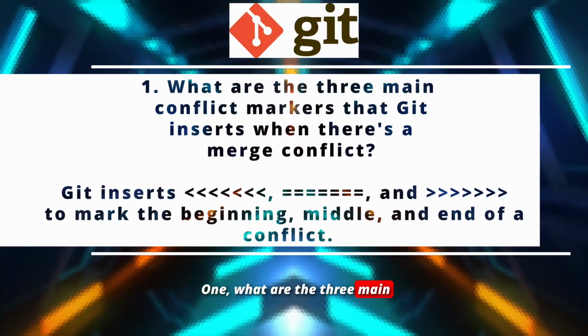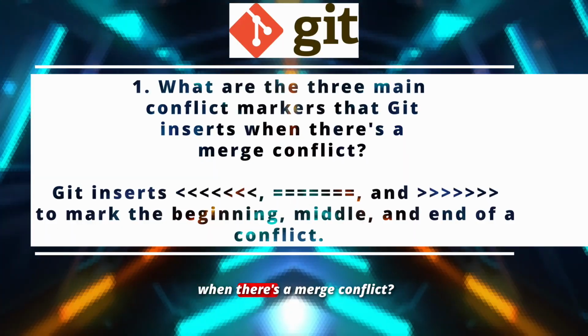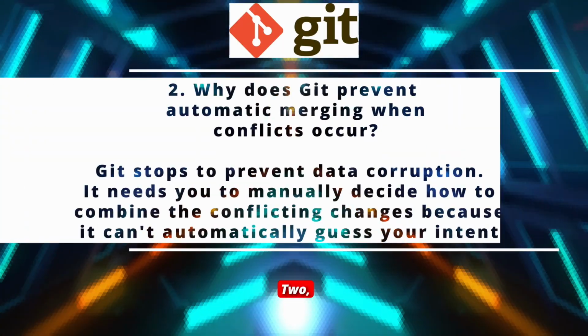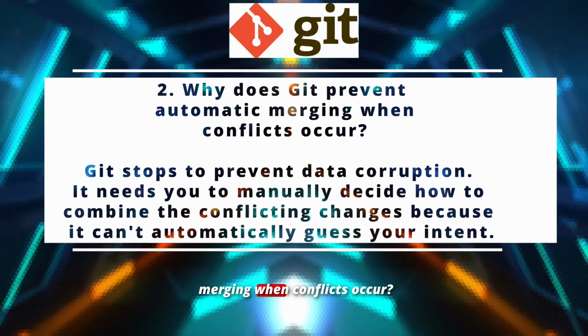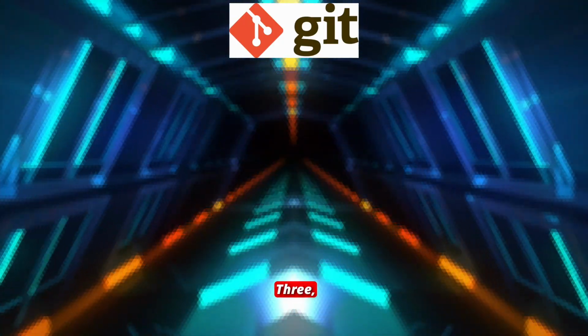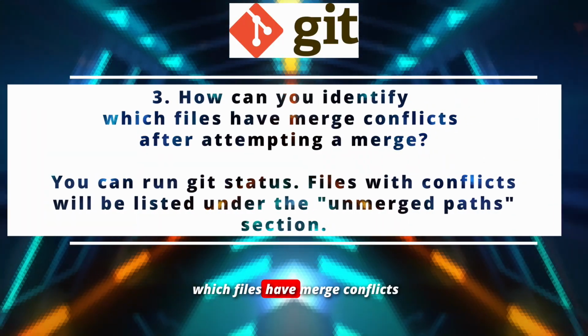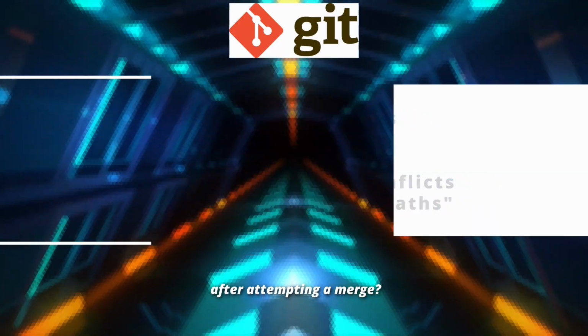1. What are the 3 main conflict markers that Git inserts when there's a merge conflict? 2. Why does Git prevent automatic merging when conflicts occur? 3. How can you identify which files have merge conflicts after attempting a merge?